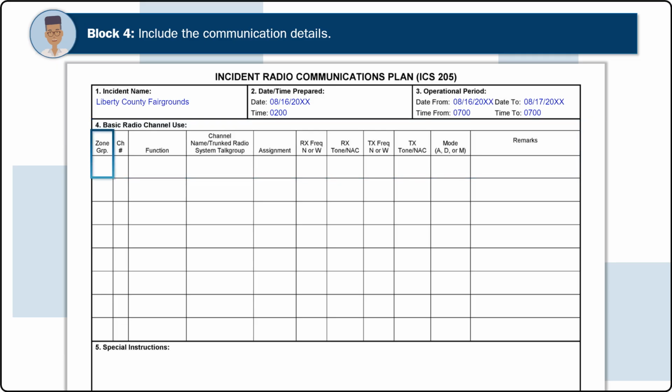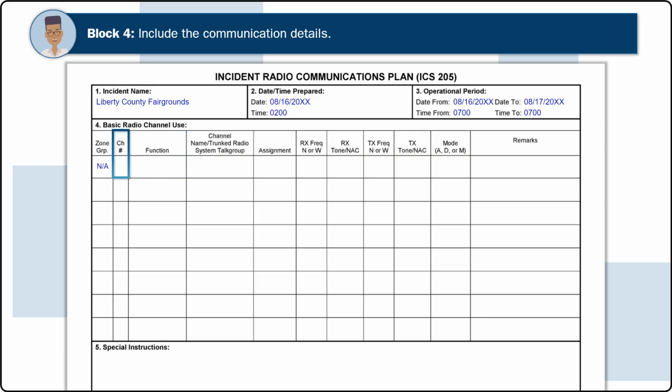The first column is where the zone or group label will go if this is applicable. If it isn't, leave this block blank or indicate that it is not applicable. Some radio manufacturers refer to clusters of channels as a zone, while others call them groups. For example, law enforcement may be operating on a zone or group labeled LE. Some radios have 16 channels or more in each zone or group, even though the radio may hold hundreds of channels. The next two columns are for the channels and their functions.